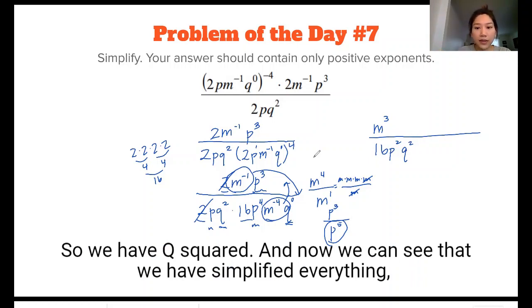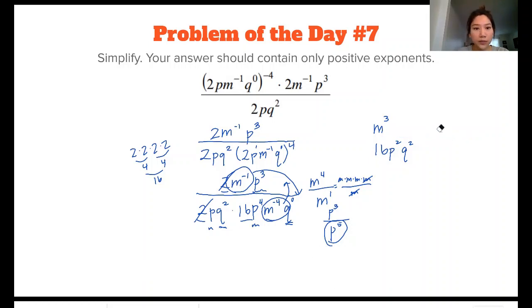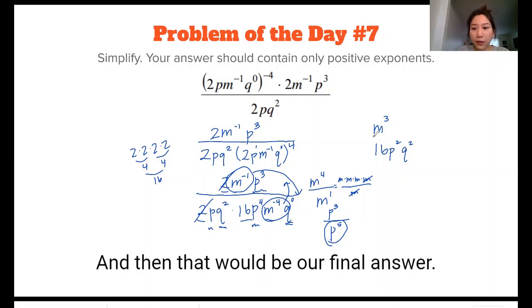And now we can see that we have simplified everything, and all of our exponents are positive. And then that would be our final answer.